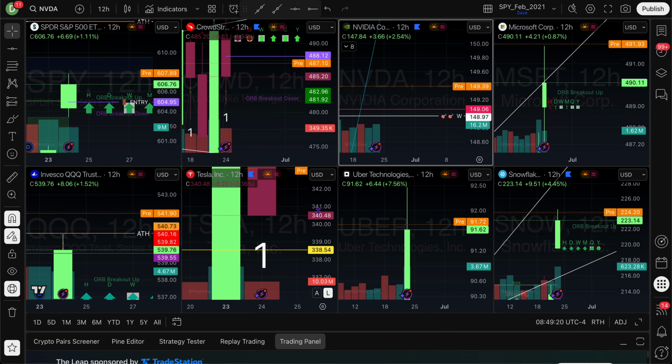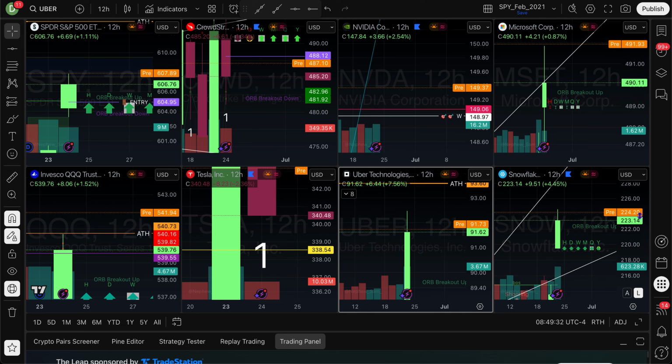Something I do want to mention, like the best way to grow a small account is through swings, right? These moves overnight, $3, $4, $5, are going to be significant in the growth of this portfolio. So I do want to mention that.